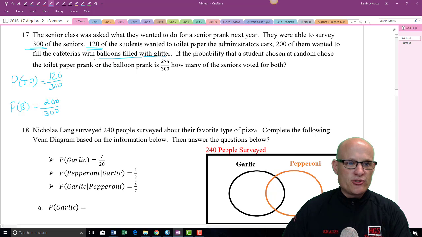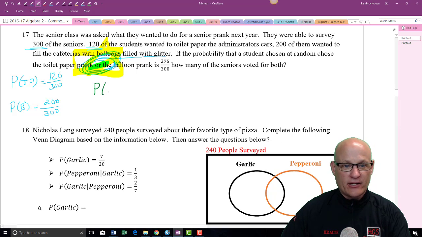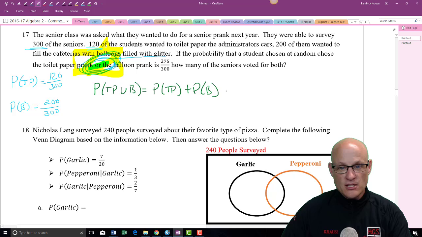The probability that they choose toilet paper, oh, there it is, let me highlight it, big star, or. It is the word or, and any time you see the word or, immediately just start writing: probability of toilet paper or balloons is equal to the probability of toilet paper plus the probability of balloons minus the probability of toilet paper and balloons. And the question is, how many students voted for both?